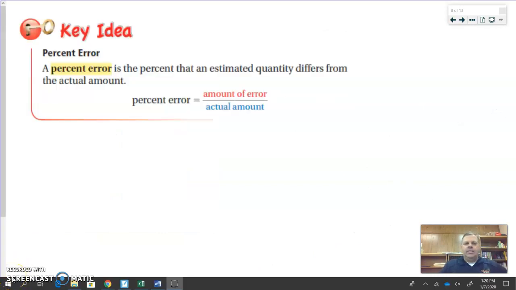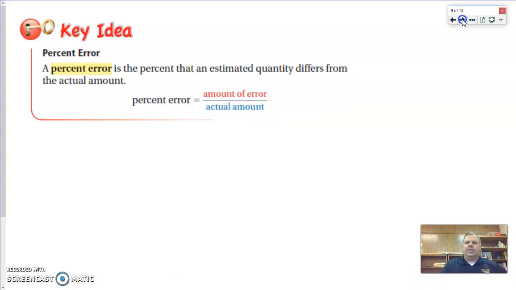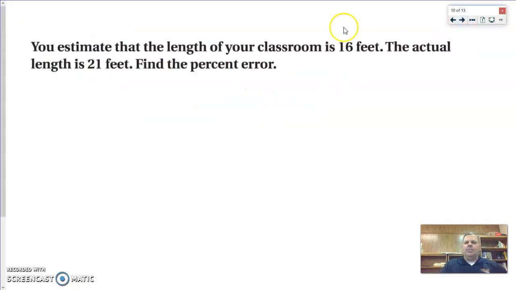Our second key idea is that a percent error is the percent that an estimated quantity differs from the actual amount. Percent error equals the amount of the error over the actual amount. Sometimes construction people do this to try to estimate how much materials they need. So then they have to figure out how much error they have and how much the actual amount is. So here's an example of that. You estimate that the length of the classroom is 16 feet. The actual length is 21 feet.